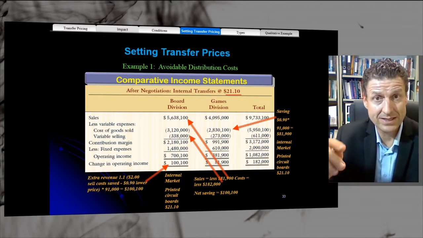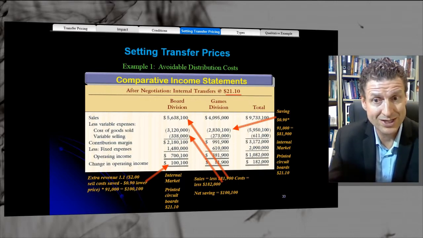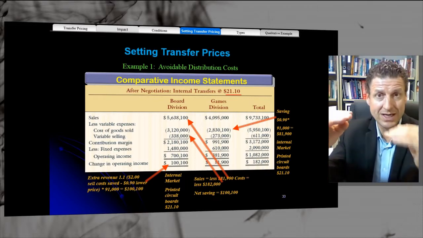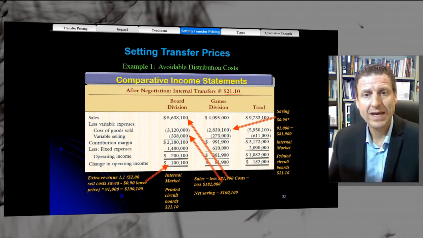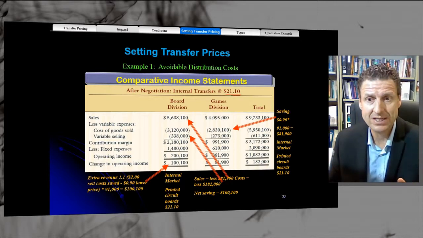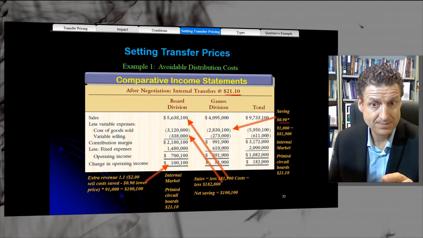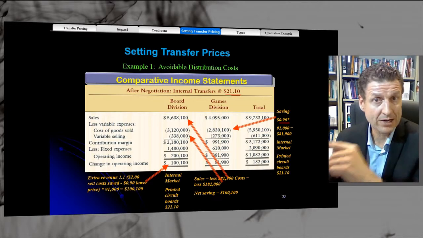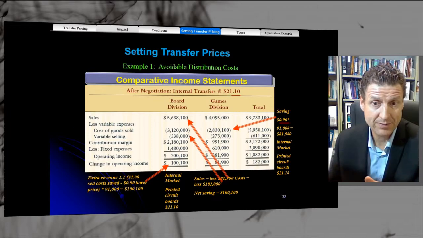The maximum is the external market purchase price that games division would have to purchase for, which is $22. So you have $22, you have $20. So here is an example of income statements where the transfer price is $21.10. So what's going on? Games division is actually saving 90 cents, because if they go external, they've got to pay $22. Now they have to pay $21.10.